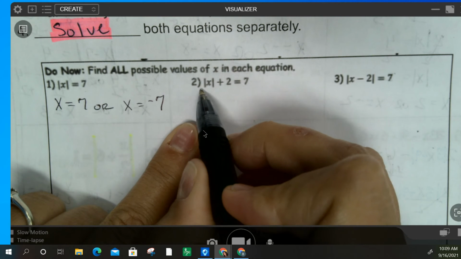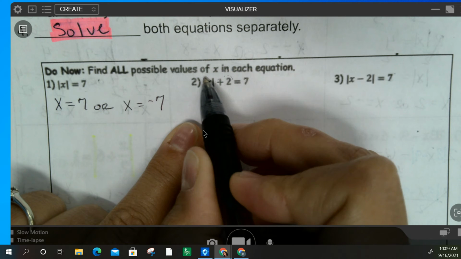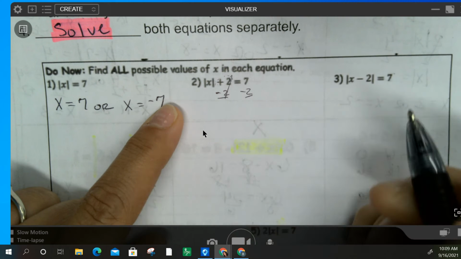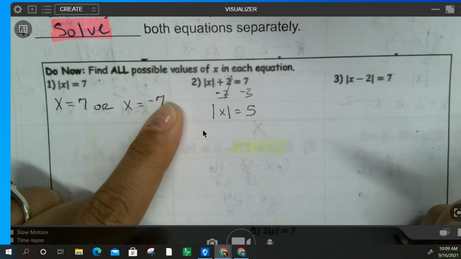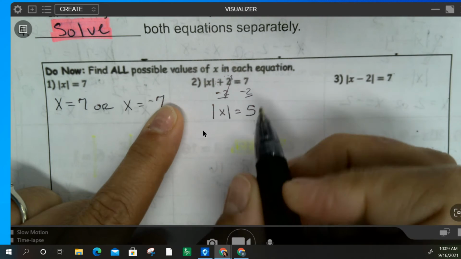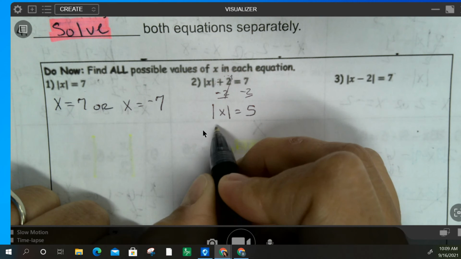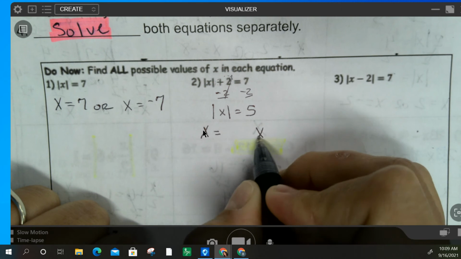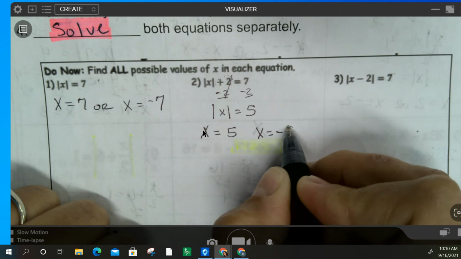Absolute values are not on the side by itself, right? That little +2 is bothering it. All right, so we're going to go ahead and get rid of that first. That's step 1. Now I have the bars all by themselves on the left side. So I'm going to make sure the 5 is positive. It is. Then I'm going to write what's in the bars, not once, but twice, right? And then I will make this answer positive and this answer negative.